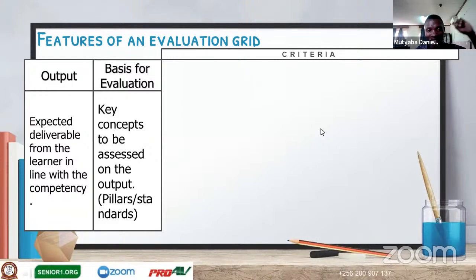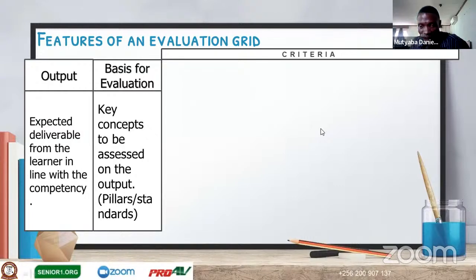The other one is the main competence, the major aim. I can call it an aim, the major aim. Then the basis for evaluation: those are the keys to be assessed on the output. For example, if we go back to our letter, we can say that we are looking at the format.